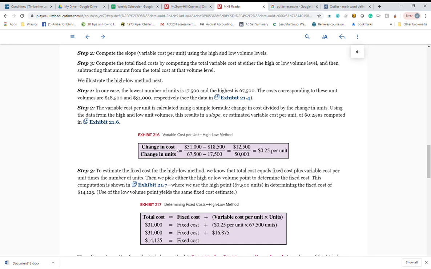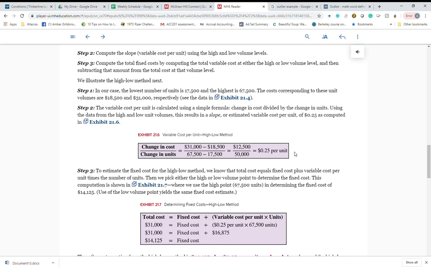So we're going to create a kind of fractional equation. We're going to take the change in the cost, which is the highest minus the lowest, divided by the change in the units, which is the highest units minus the lowest units, okay? And that's going to create a fraction, and then we're going to calculate that fraction to get 25 cents per unit. That's your variable cost per unit. So that's going to be the first part of your equation.